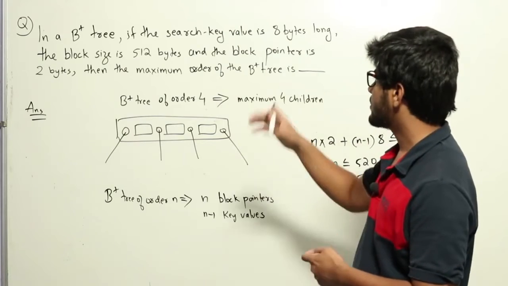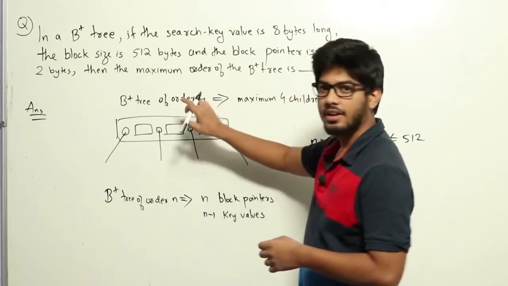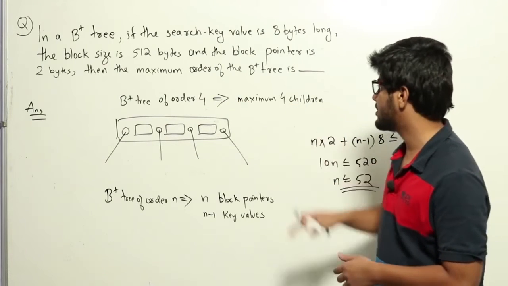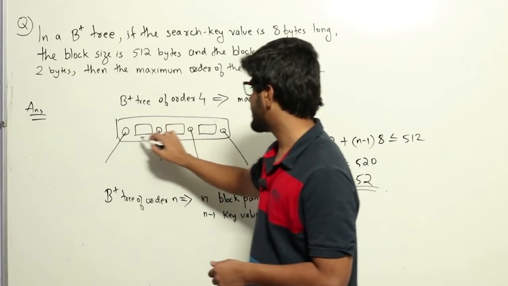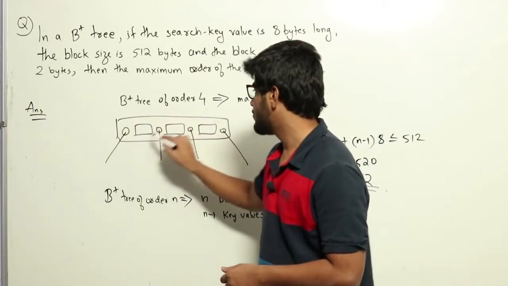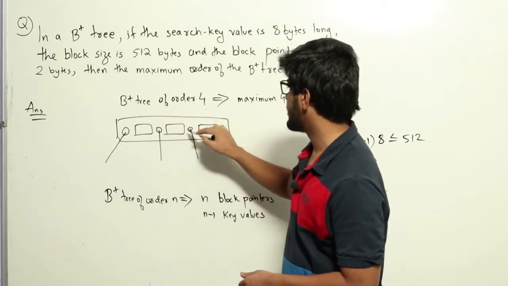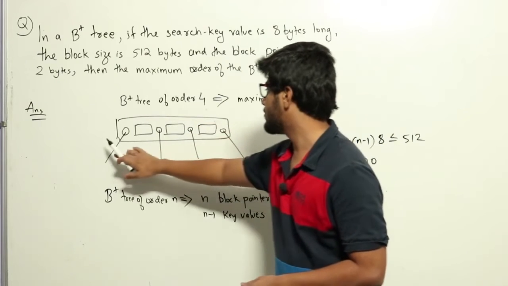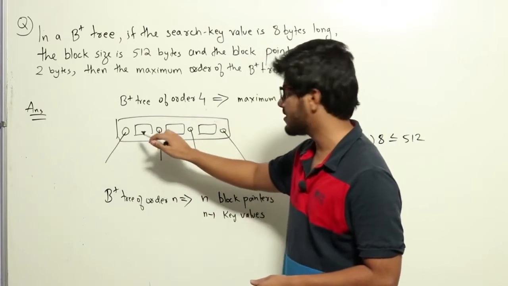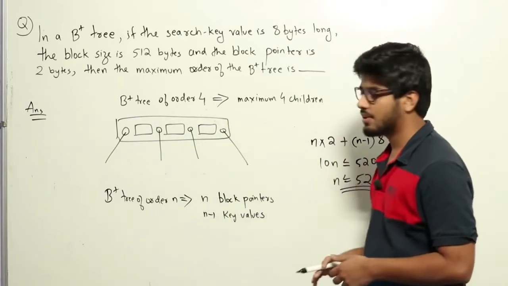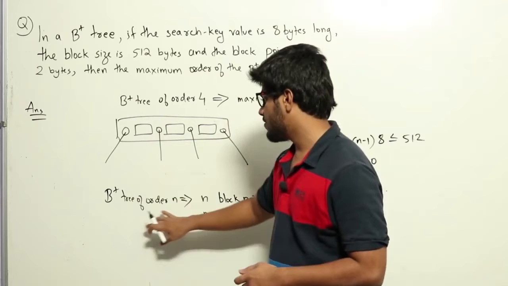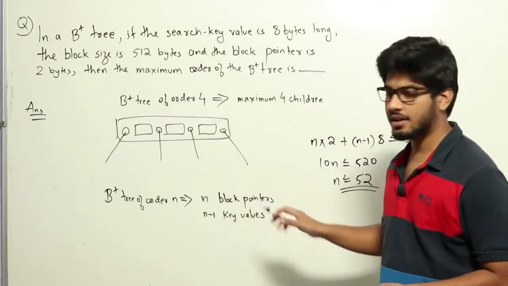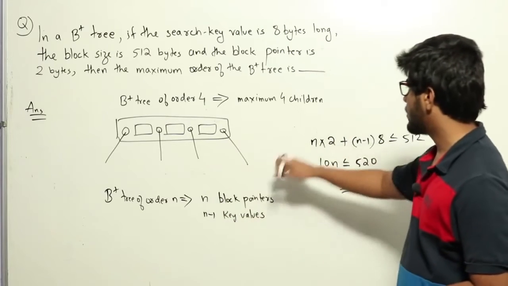So consider a sample B plus tree of order 4. A B plus tree of order 4 will mean that it has a maximum of 4 children. It can have up to 4 children. So the internal node of such a B plus tree will look like this. There will be 4 children, meaning there will be 4 block pointers like this, and in between there will be key values. If there are 4 children, that means there can be a maximum of 4 minus 1, that is 3 key values here. Based on this, we will make a general formula. For a B plus tree of order n, there will be n block pointers and n minus 1 key values in an internal node.